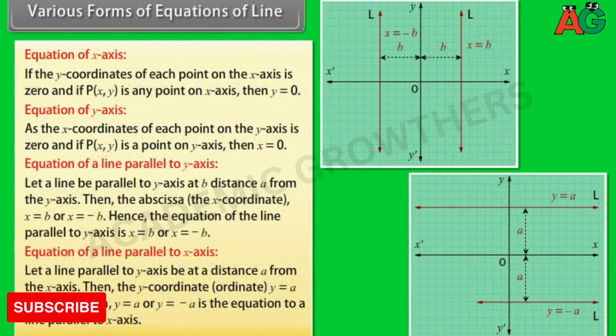Equation of a line parallel to x-axis. Let a line parallel to the x-axis be at a distance a from the x-axis. Then the y-coordinate, ordinate, y is equal to a or y is equal to minus a. Then, y is equal to a or y is equal to minus a is the equation of a line parallel to the x-axis.